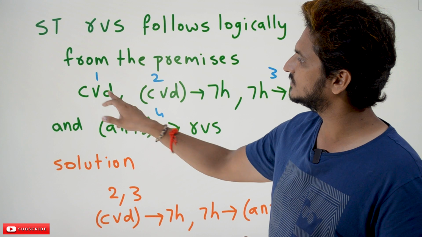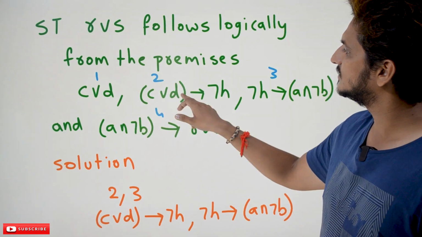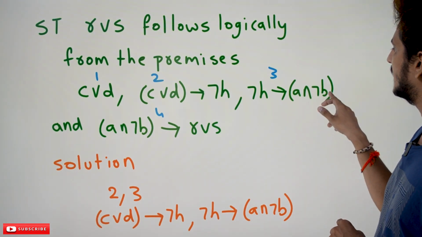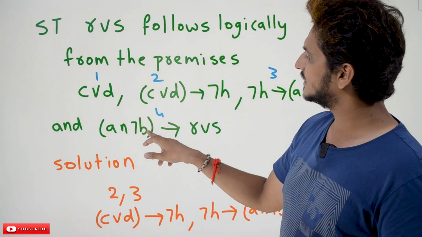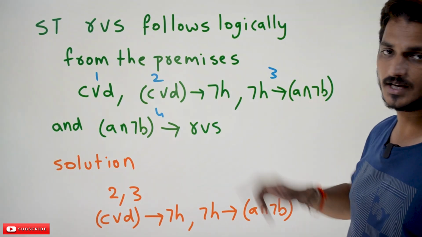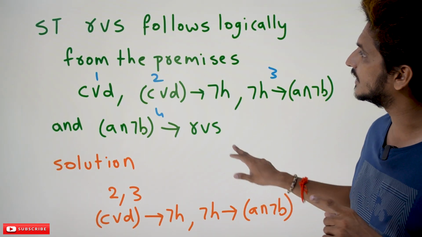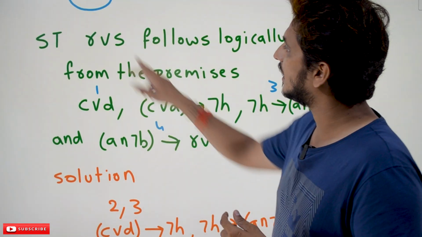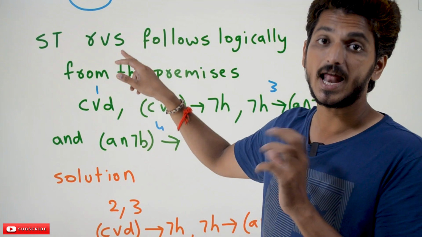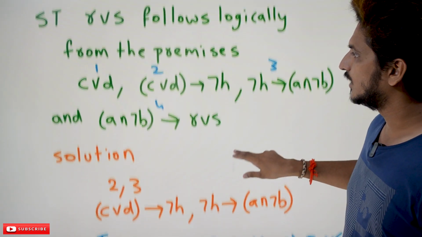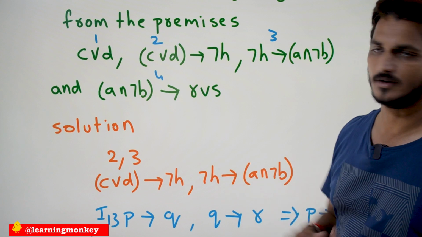The first one is C disjunction D. The second one is C disjunction D implies negation H. Negation H implies A conjunction negation B. A conjunction negation B implies R disjunction S. From these four premises, we need to conclude that R disjunction S is a valid premise, a valid proposition. So we number them as 1, 2, 3 and 4.